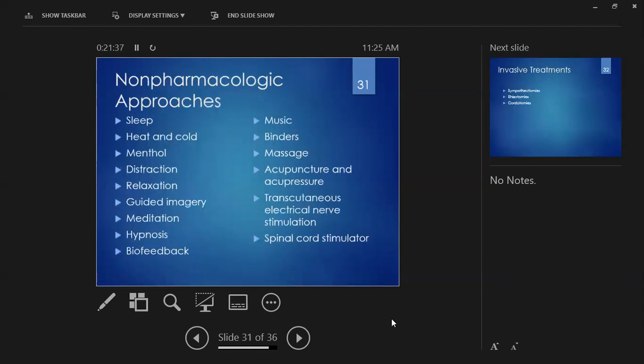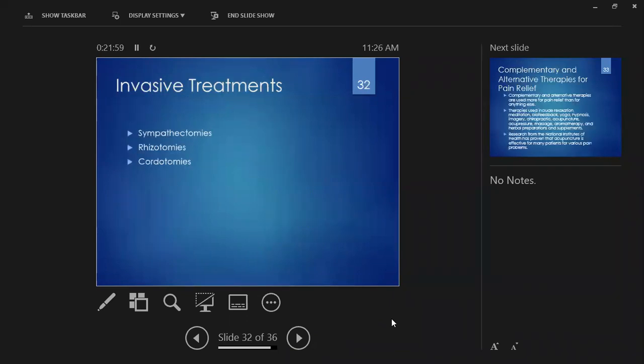Non-pharmacologic approaches: sleep, heat, cold, menthol, distraction, relaxation, guided imagery, meditation, hypnosis, biofeedback, music, binders like abdominal binders, massage, acupuncture and pressure, TENS units, and spinal cord stimulators. Invasive treatments, sympathectomies. This is where they're actually going to go in and remove parts of the sympathetic nervous system that are firing. Rhizotomies and cordotomies. We're going to learn a little bit more about these in just a second.